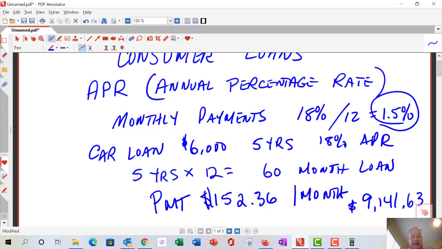All right, so that's the consumer loan calculation. That's a little bit of practice, and it should be okay for you, but don't get messed up on the terms. Make sure you're consistent with months. If it's months, you want the rate per month and then the number of months.